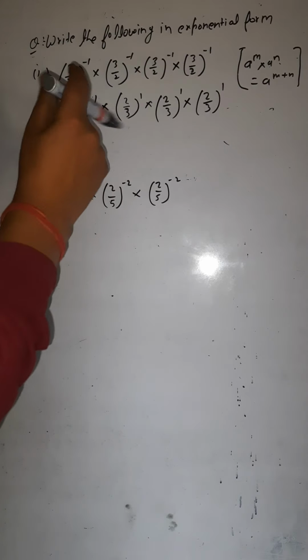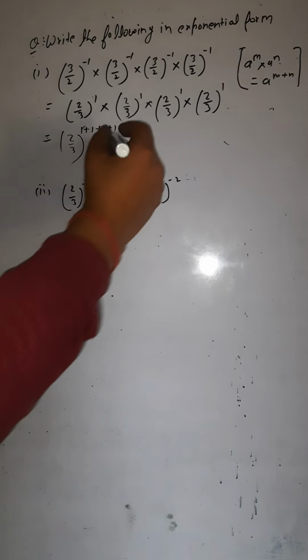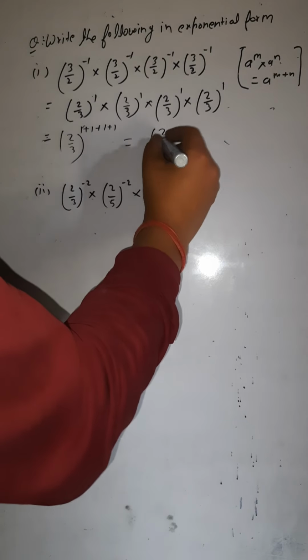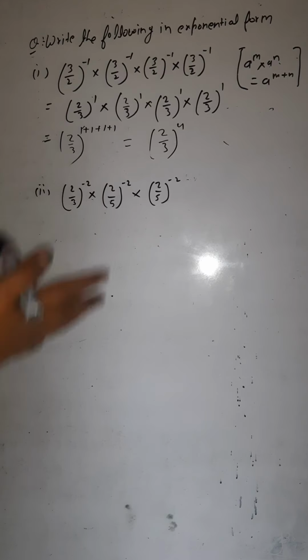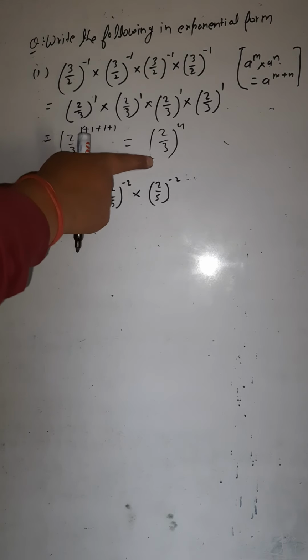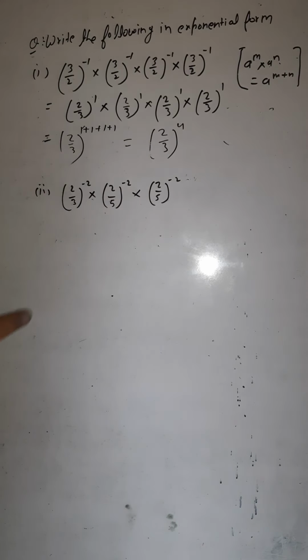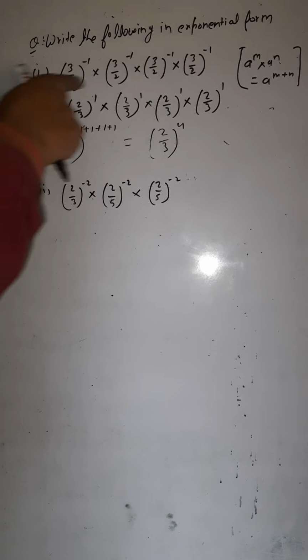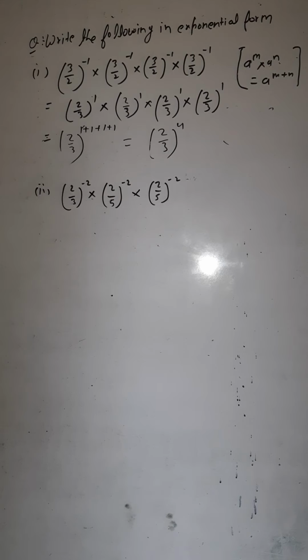1, 1, 1, 1, how many times is it? 1 plus 1 plus 1 plus 1, 4 times. So you would write this as 2 by 3 whole raised to the power 4. Are you getting this? This is exponential form, because 2 by 3 is the base here, and power is 4, this is the index or exponent. So we have written the given question in exponential form. This is how you would write in exponential form.